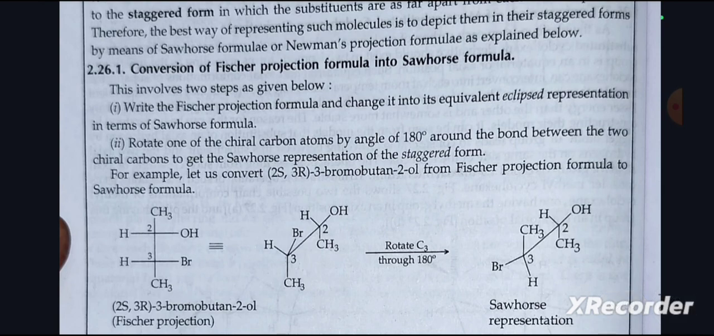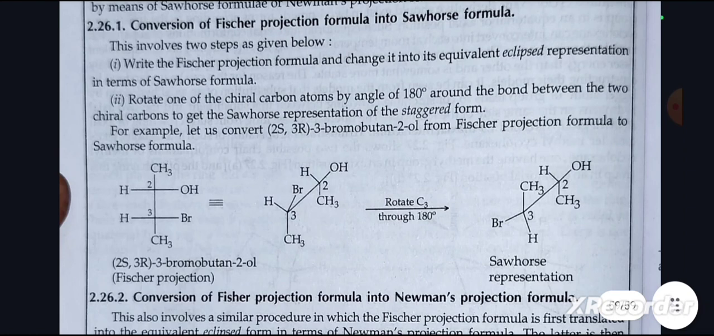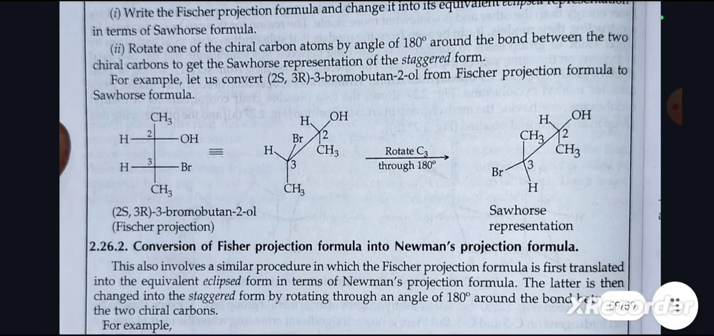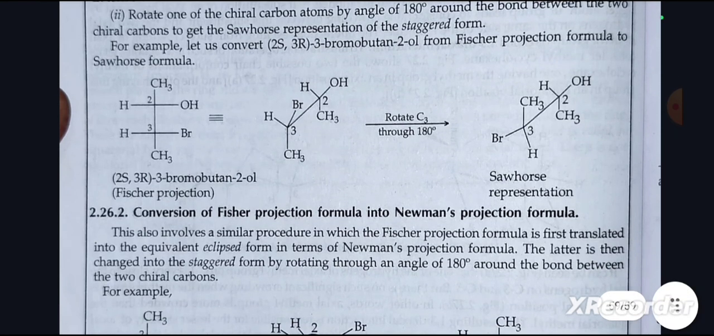2.26.1 Conversion of Fischer projection formula into Sawhorse formula. This involves two steps as given below. First, write the Fischer projection formula and change it into its equivalent eclipsed representation in terms of Sawhorse formula. Second, rotate one of the chiral carbon atoms by an angle of 180 degrees around the bond between the two chiral carbons to get the Sawhorse representation of the staggered form.